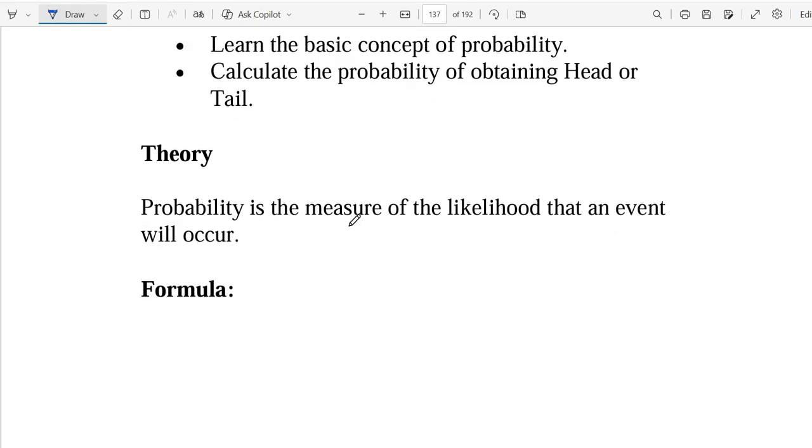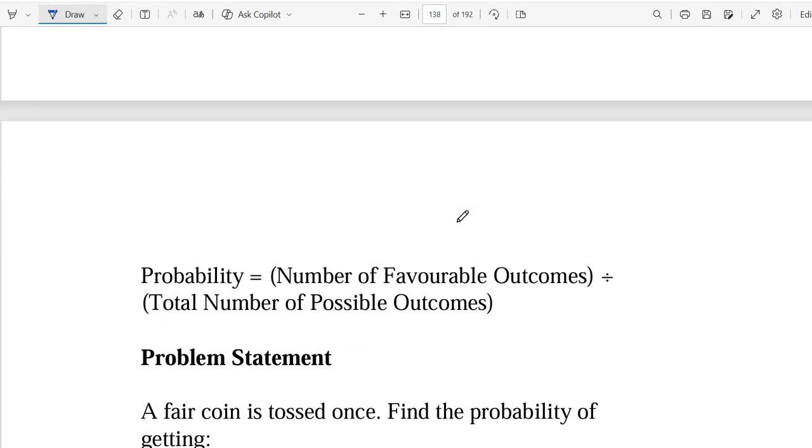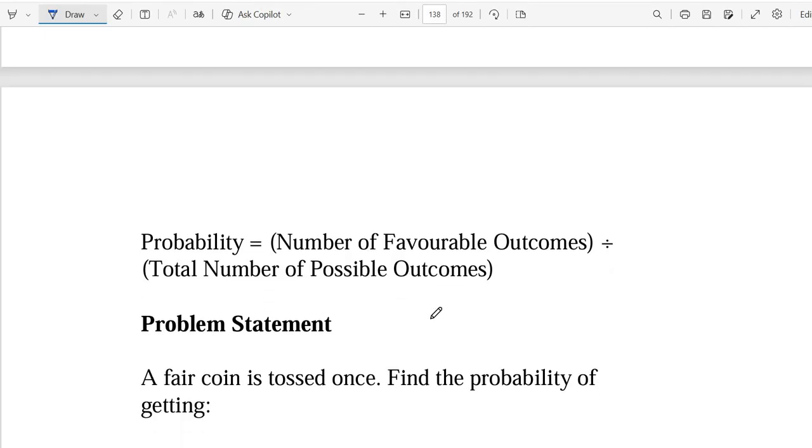Probability is the measure of the likelihood that an event will occur. It is the likelihood of an event. What is the formula for probability? Probability equals the number of favorable outcomes divided by the total number of outcomes.